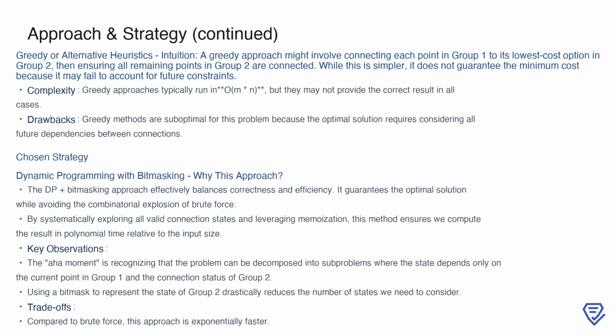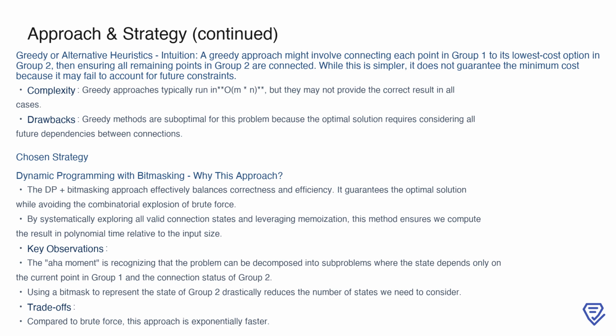Another approach we could consider is a greedy strategy or alternative heuristics. The idea here is to connect each point in group 1 to its cheapest option in group 2, and then ensure that any remaining unconnected points in group 2 are also covered. This method is computationally simpler, with a complexity of O(m * n), as it avoids the overhead of exploring all possible combinations. However, the drawback is that greedy methods do not guarantee the minimum cost.